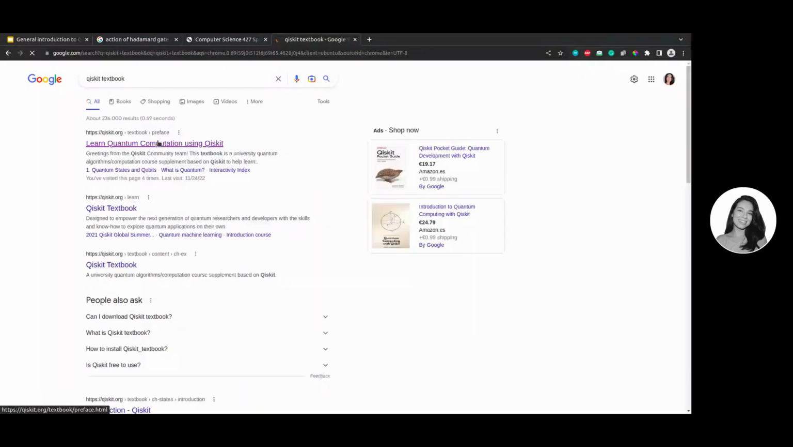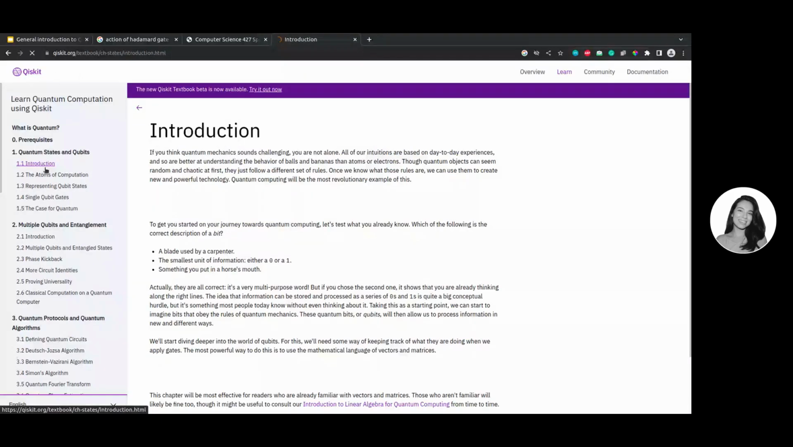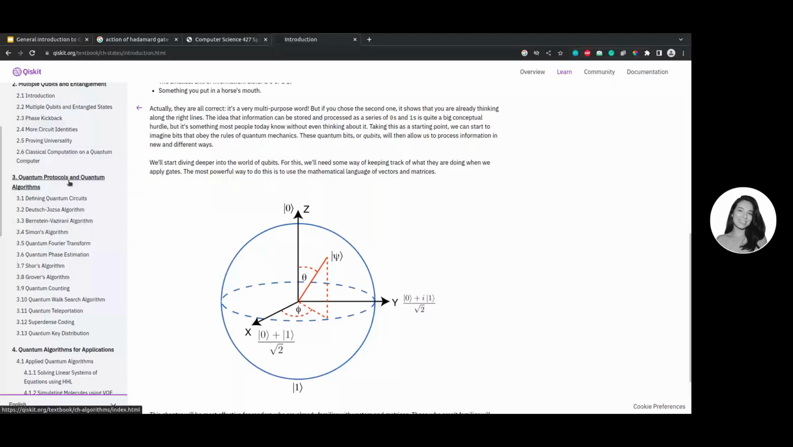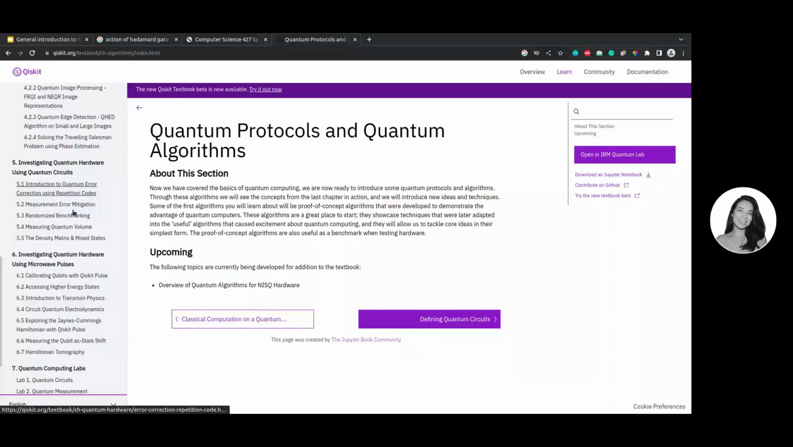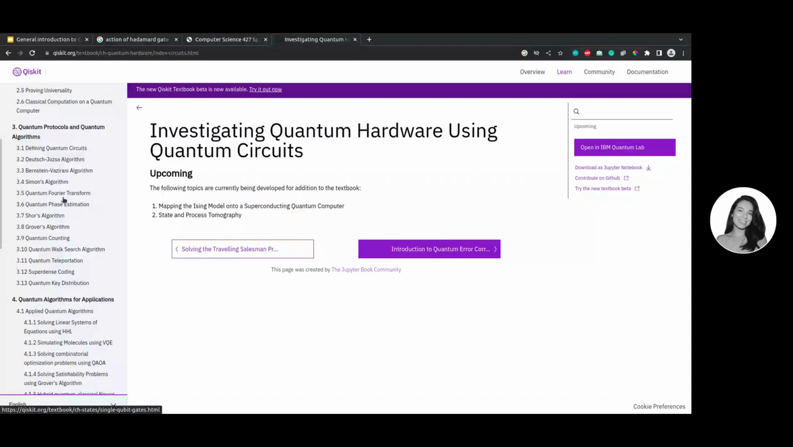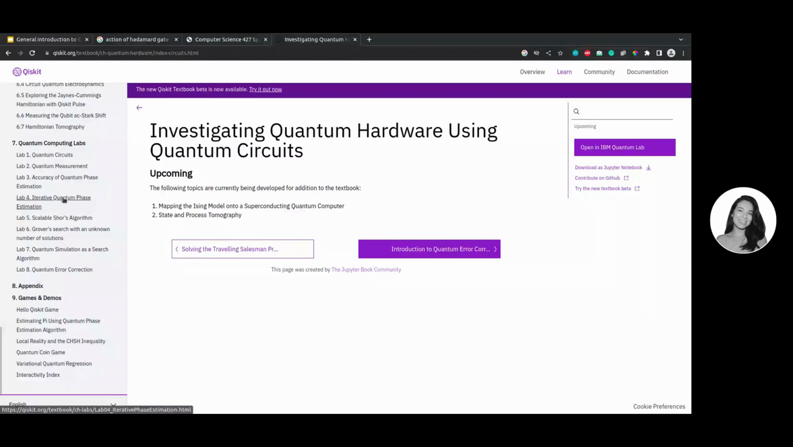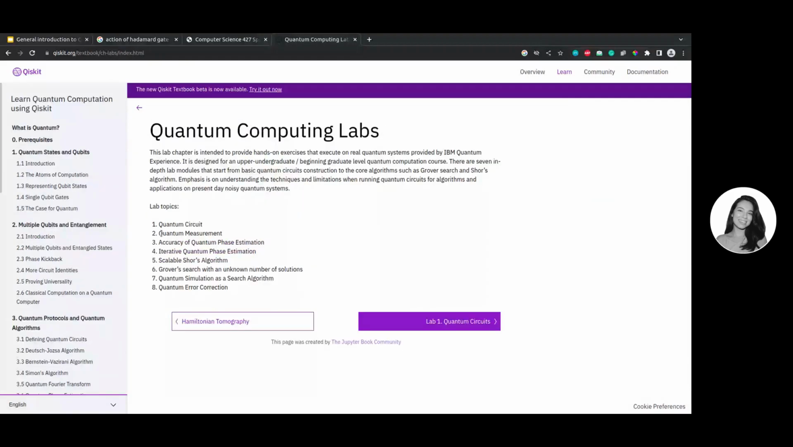It is an interactive textbook that gets you from the introduction to quantum computing up until quantum protocols and quantum algorithms, but also research publications. There are a lot of contributions in this textbook, and they even have quantum labs if you want to test your knowledge. So it's really, really interesting. I would say Qiskit is the go-to educational resource. IBM hosts a summer school every year, which should be in July.